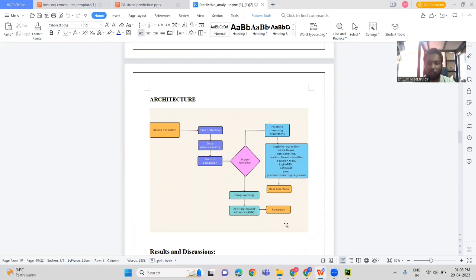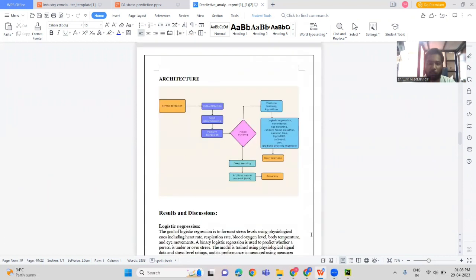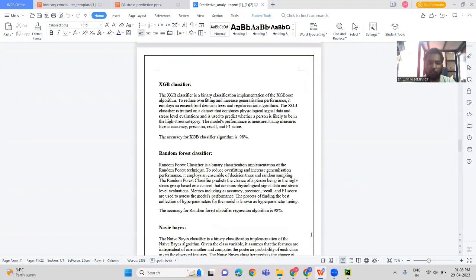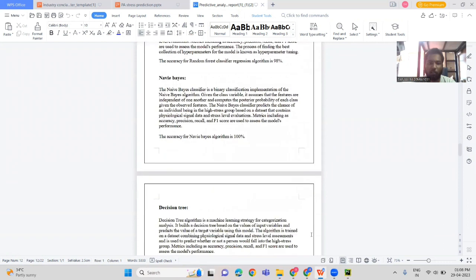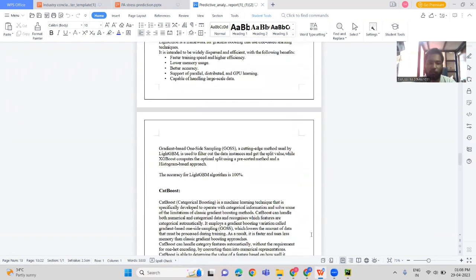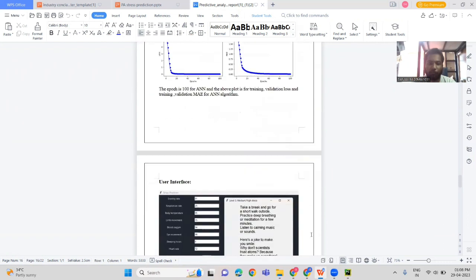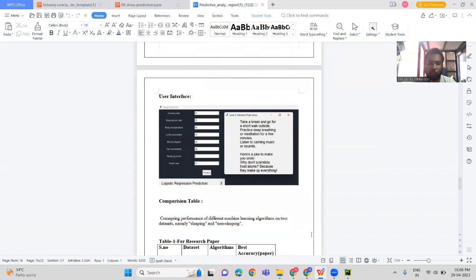We have developed a deep learning model, and we got an accuracy. We can increase the accuracy of the deep learning model by adding layers. This is the description of all algorithms with accuracies. This is the user interface we have developed.